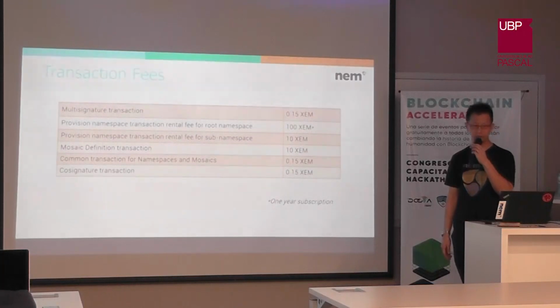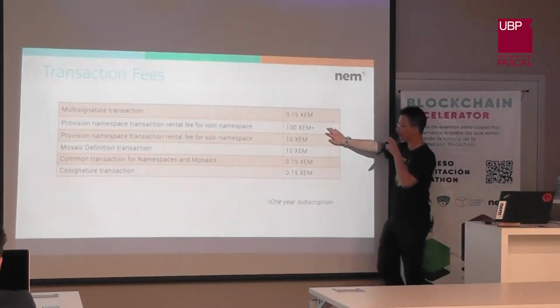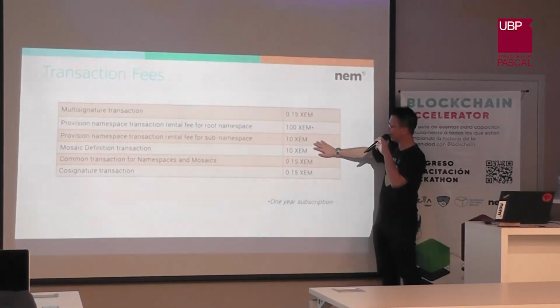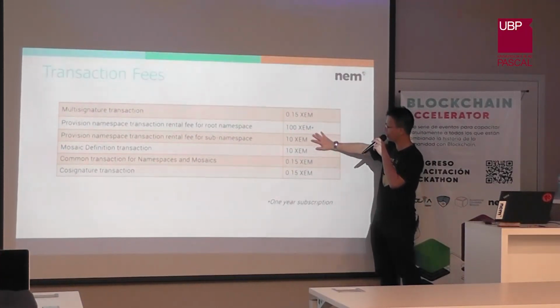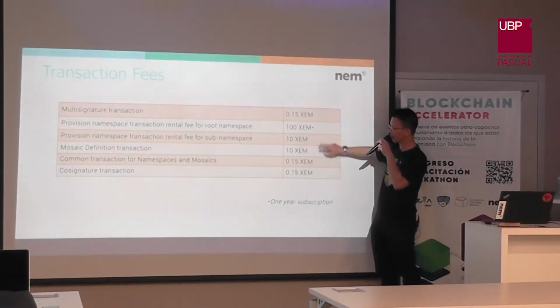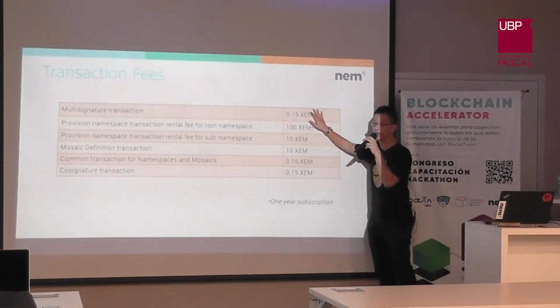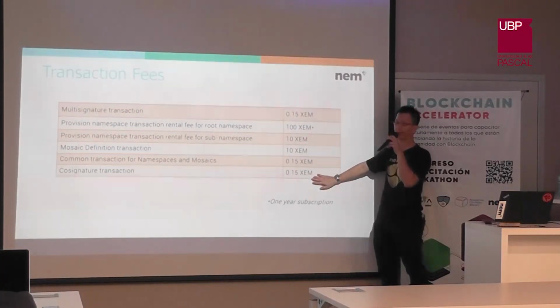Some transaction fees. Algunas fees de transactions. So root namespace is the most expensive, 100 zems. Sub namespace and mosaic creation is 10 zems. These three transactions, the fee is fixed, 0.15 zems. Any multi-sig transactions will add on to your normal transactions a fee plus 0.15. So the more co-signers, the more expensive it is.